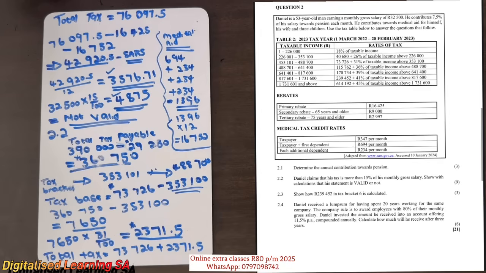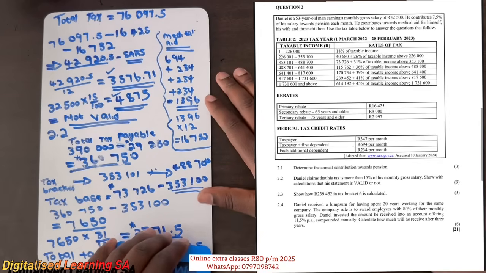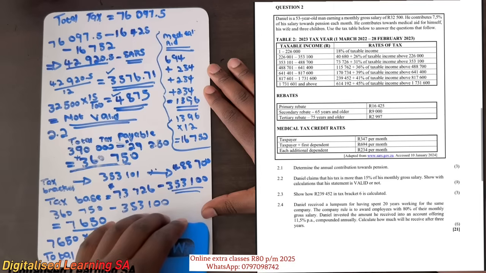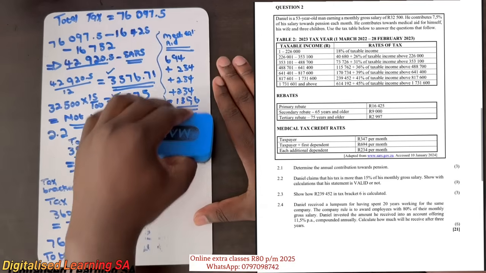So now we are done with question 2.2 and we'll be moving to question 2.3. So let's create space for that.